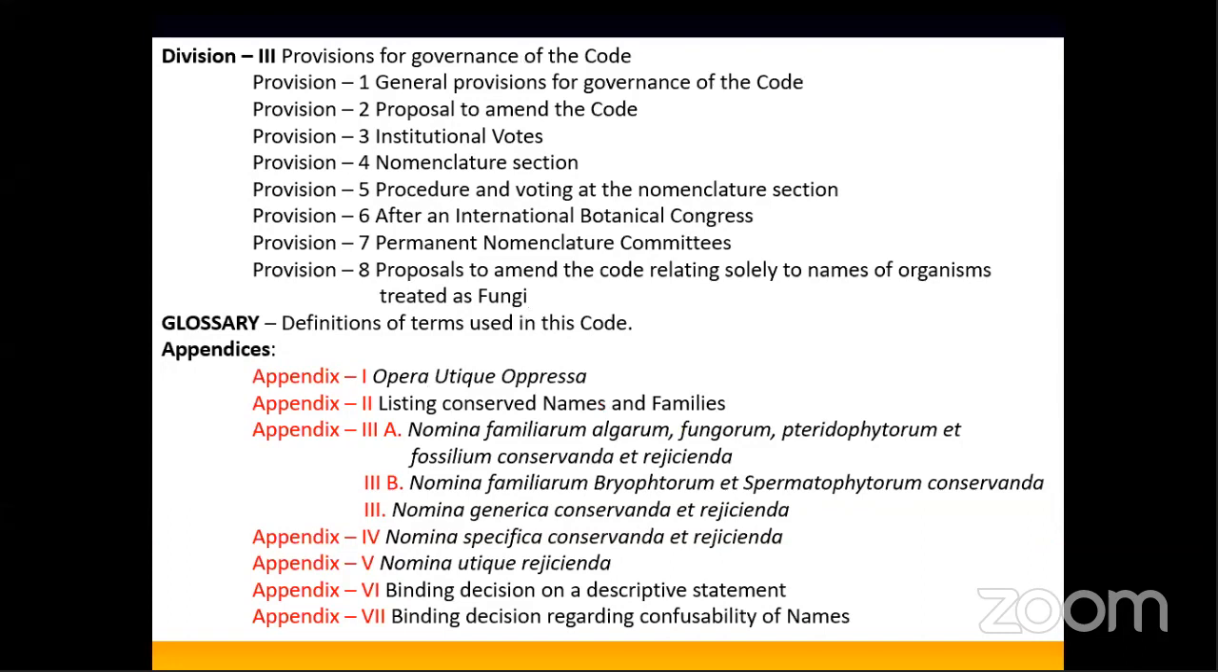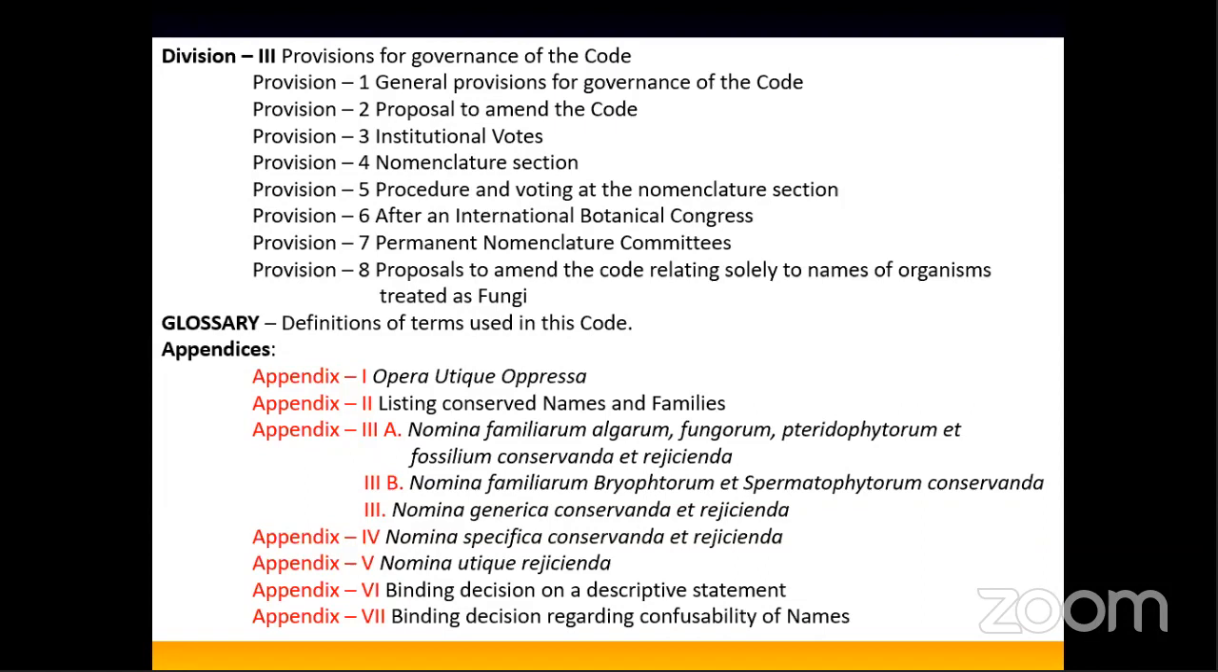And division 3, I already told you, these are all provisions, 8 provisions they have given. The first provision is general provision for governance of the code. How can we maintain the code? And provision 2, proposal to amend the code. So if we want any modification or any changes, we can propose it with the particular evidence. So we can propose to amend the code.